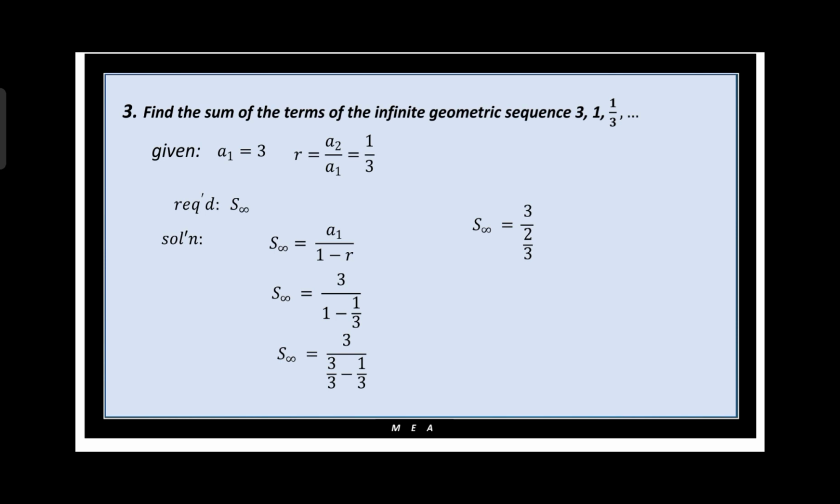So, complex fraction yan. So, this is 3 divided by 2/3. Gawin natin siyang multiplication. So, S infinity now is equal to 3. Kunin natin yung reciprocal ng denominator natin na 2/3. That is 3 halves. So, S infinity now is equal to 3 times 3 halves. And finally, ang sagot natin is S sub infinity equals to 9 over 2 or 9 halves.